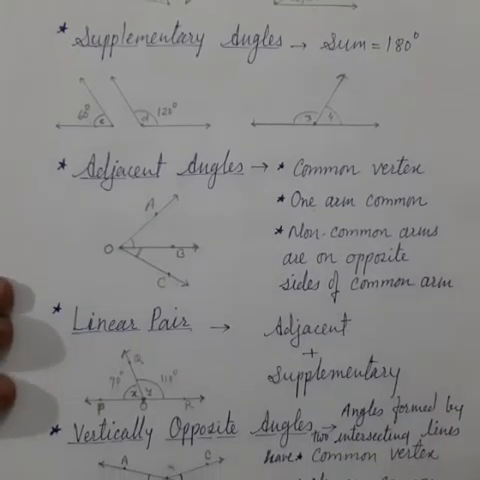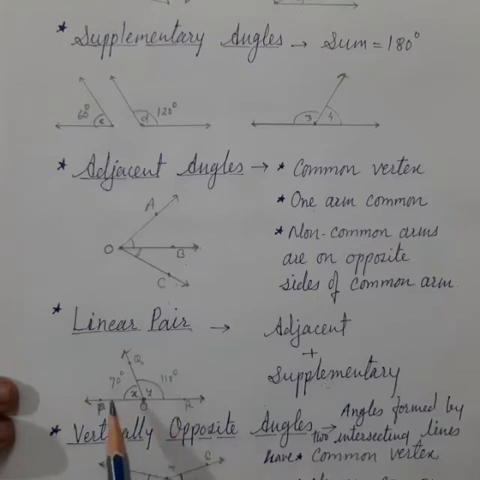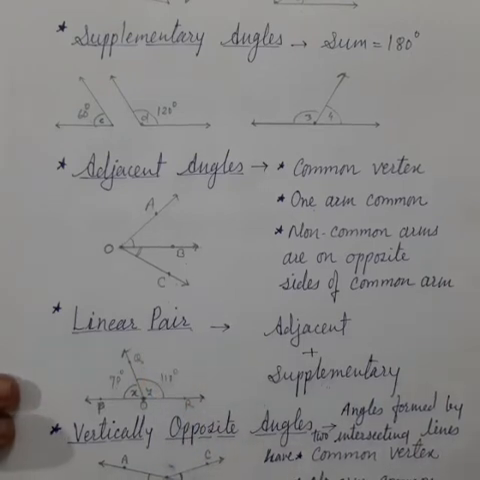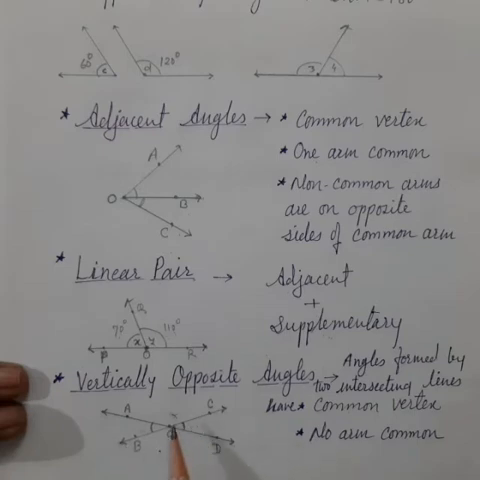Linear pair. Adjacent angles which are supplementary, which also means adjacent angles whose sum is 180 degrees, form a linear pair. Vertically opposite angles. Vertically opposite angles are formed when two straight lines intersect. Vertically opposite angles have only the vertex common and no other point common. The vertically opposite angles are always equal.